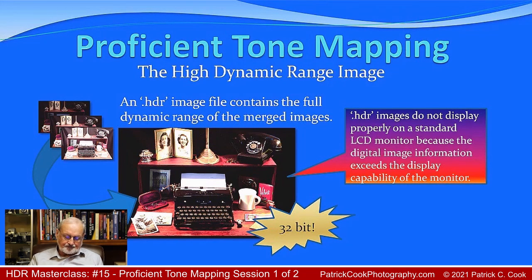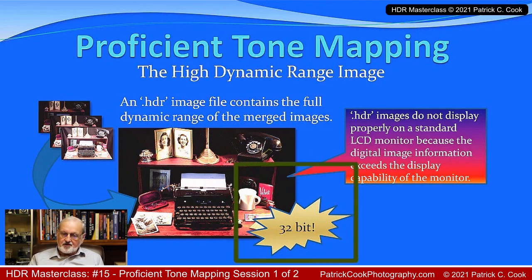Now, I've made reference to the HDR, the dot or the period HDR. It's a file format that is enabling the pixel information to be represented as 32-bit. And so you have an image file that has a very, very large latitude of information that you're going to be working with as you proceed in your tone mapping. So just keep that in mind, that you're going to wind up with a 32-bit file.